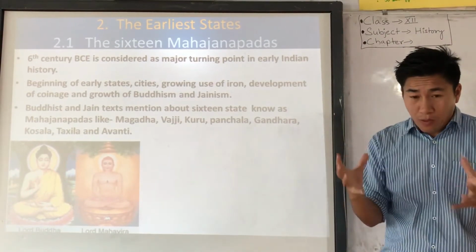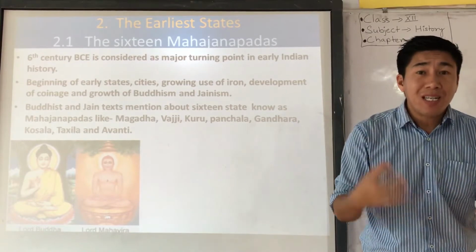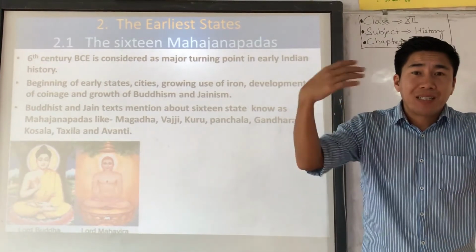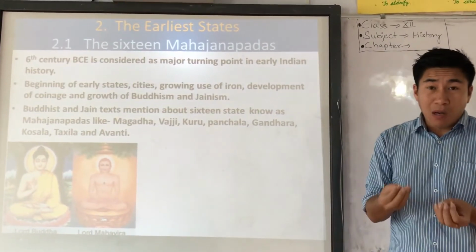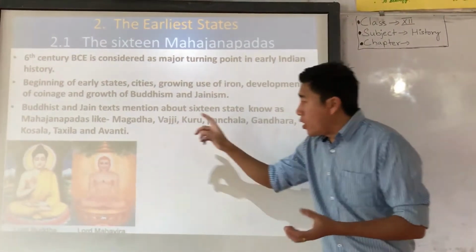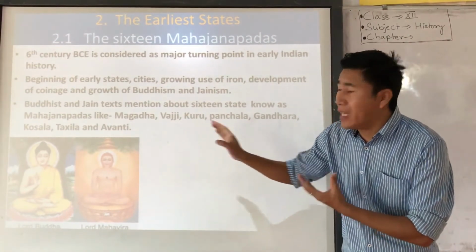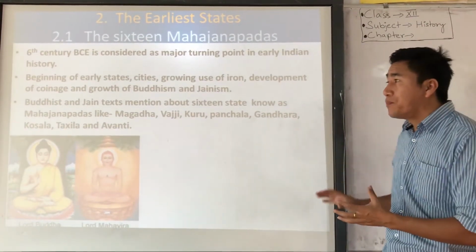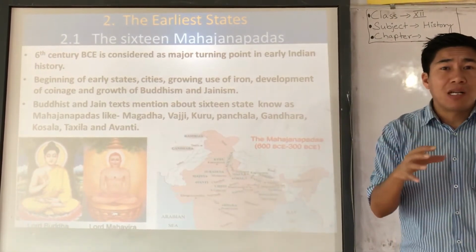So with the help of these Buddhist and Jain texts, we know that 16 Mahajanapadas existed in the 6th century BC. Some of the Mahajanapadas were Magadha, Vajji, Kuru, Panchala, Gandhara, Kosala, Takshashila and Avanti. So these are some of the important ones among the 16 Mahajanapadas.